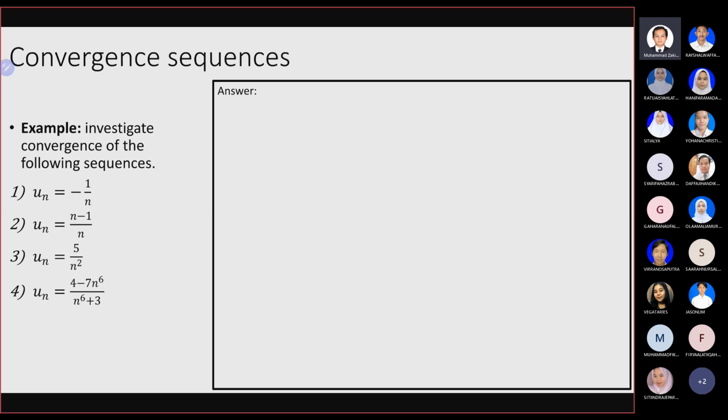So let's try to investigate this convergence. For the first one, we simply need to find the limit as n goes to infinity of un, that is the limit as n goes to infinity of minus 1 over n, which in this case is 0.